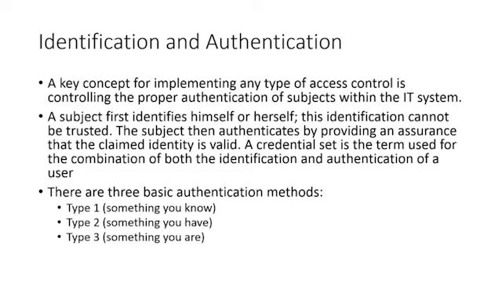So the subject then does what? That's right, they authenticate themselves by providing an assurance that that claimed identity is valid. I am who I say I am. I'm authenticating myself to you. I am proving to you I am who I say I am. Now those two things together, my identity and my authentication, is a credential set. So that's the term used for the combination of putting those two things together.